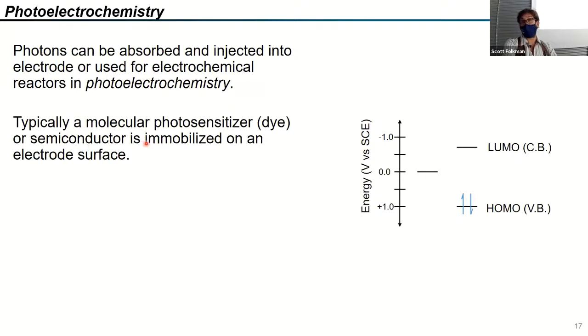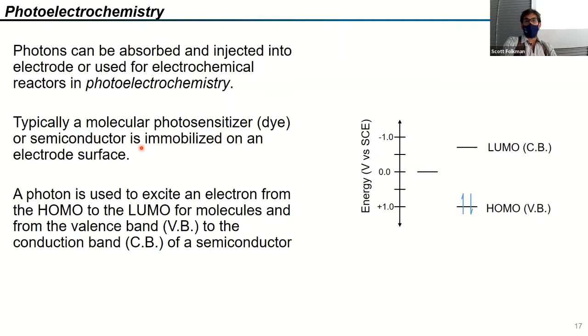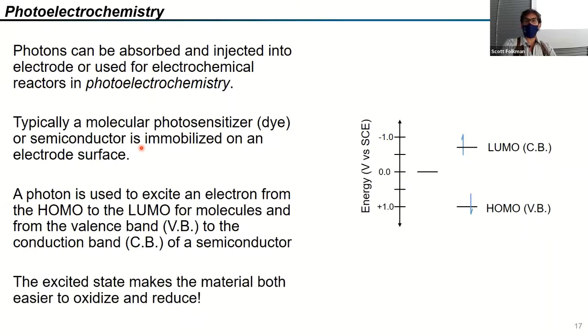A semiconductor can also be used, where instead of a HOMO-LUMO gap, we have the valence band, conduction band, and we have the band gap between these two energy states. But it's possible to do it with freely diffusing dye as well in solution. So you can have a dye in solution. The concept being the same, that when a photon is absorbed, it excites an electron from the HOMO to the LUMO, or the valence band to the conduction band of the semiconductor.